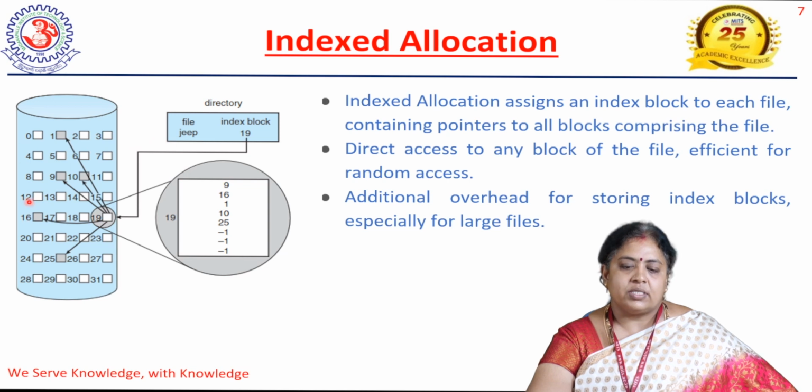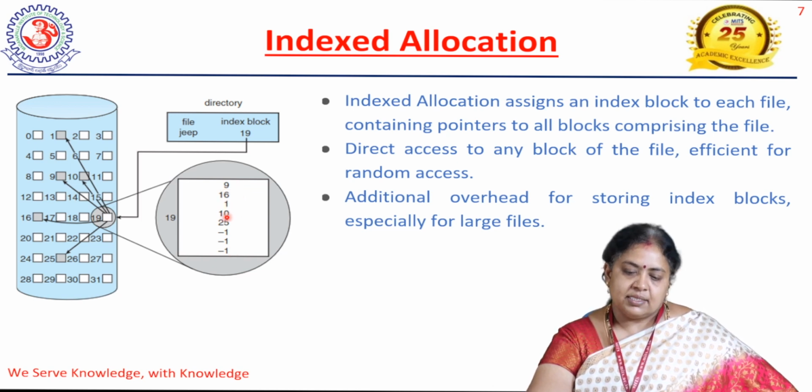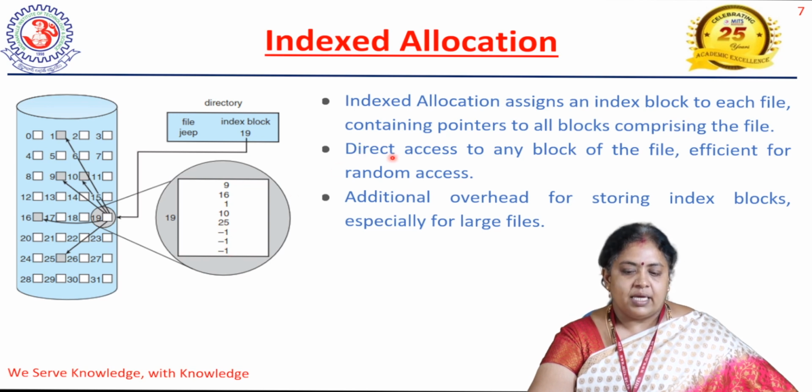Sequential access is also possible. What is the index block? 19. Where is the first block located? 9th block. Where is the second block located? 16. Where is the third block located? 1. Sequential access is possible, as well as random access. We can have direct access.